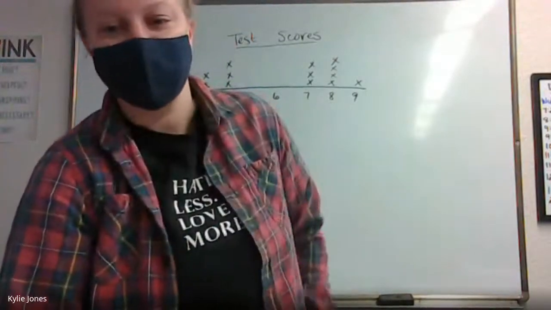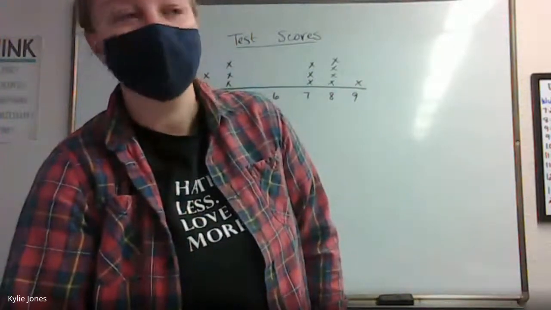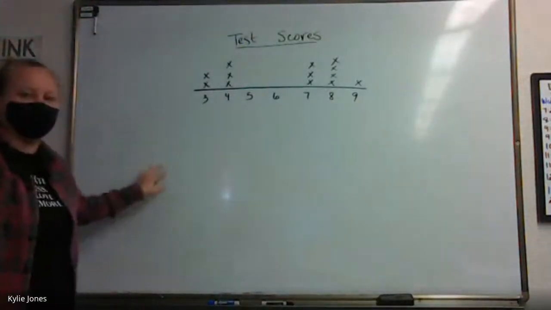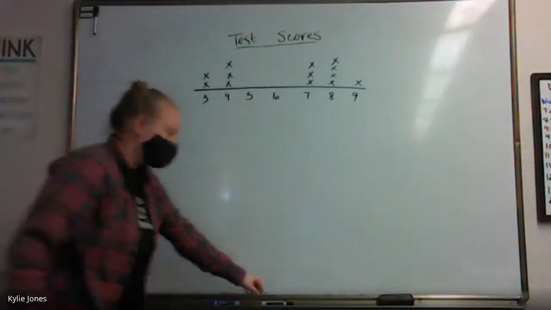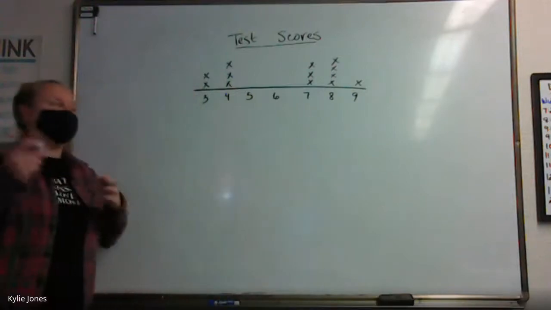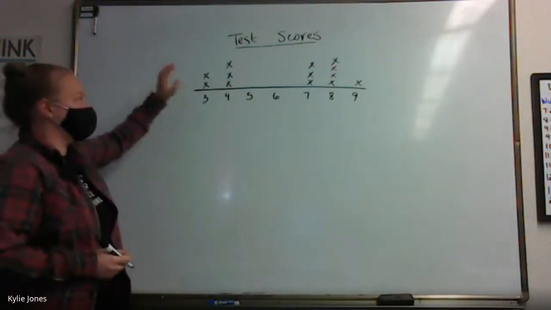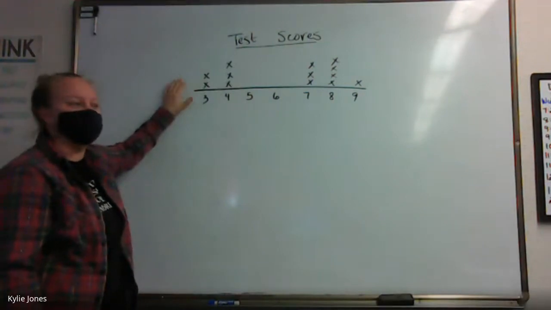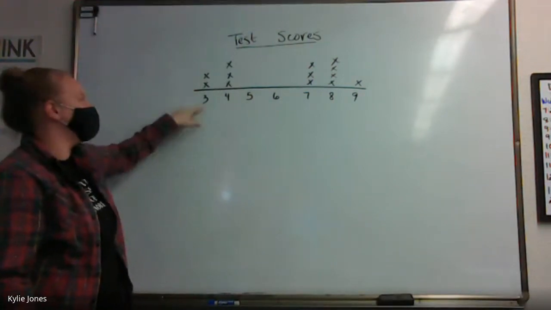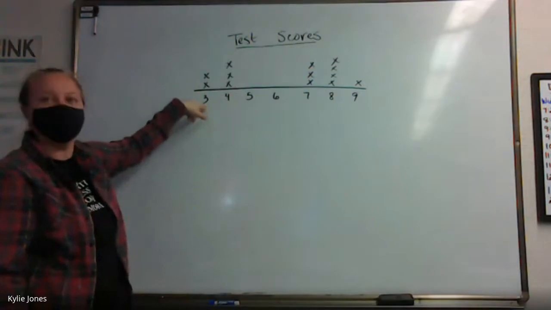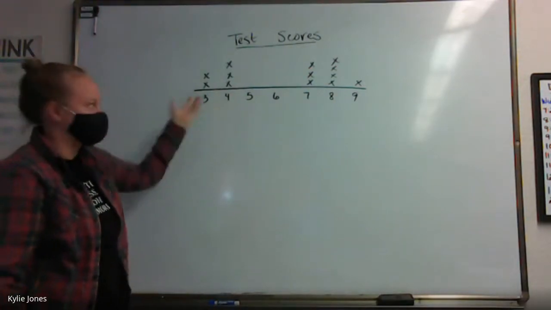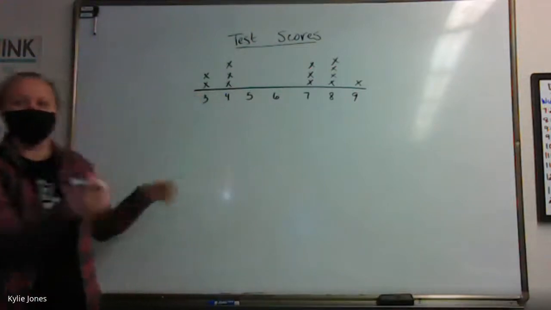Okay, for math today, we're going to start with a warm-up. Yesterday we talked about dot plots and finding median, mode, and range from them, so that is what you are going to do. I have a dot plot on the board. These are students' scores on a test. How many students got a 3 on the test? 2. How many students got a 4? 3. So we know how to read the dot plot, right?